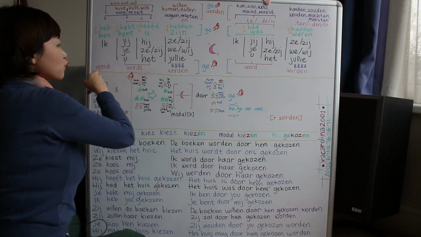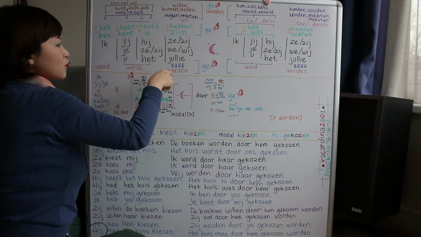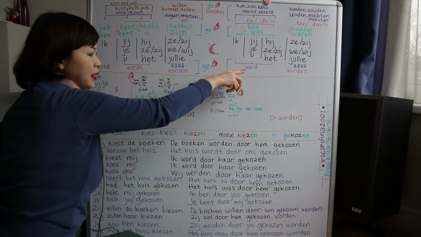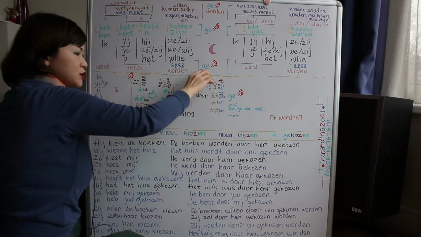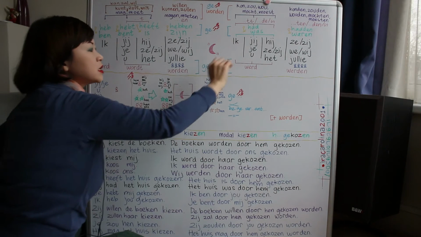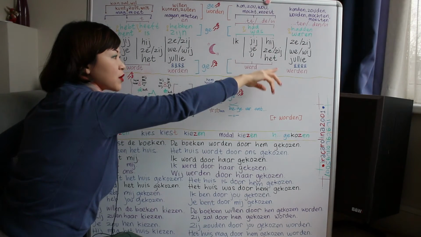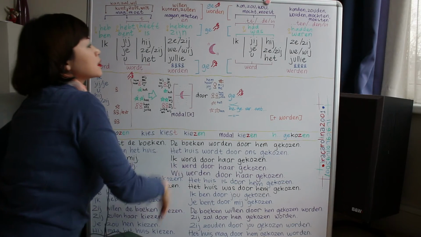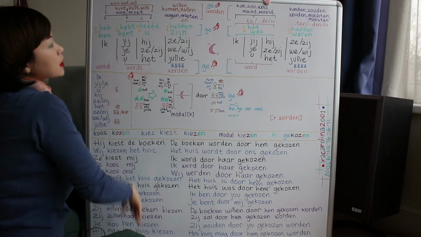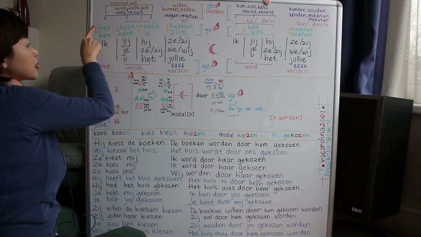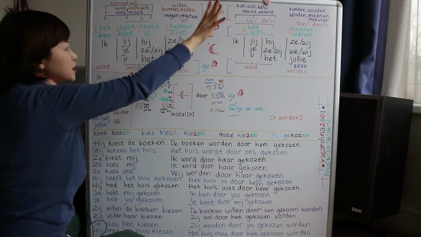For the present time we use word, word, worden. For past or previous we use werd. And we also use the ge verb. For a subject of more than one we use werden. Also the ge verb. And here, from heb it becomes ben with ge something.